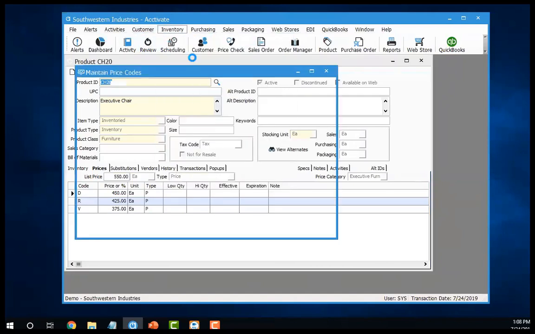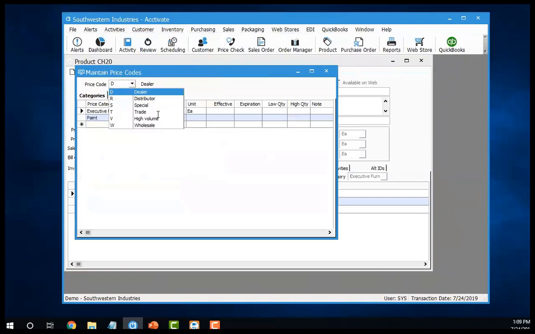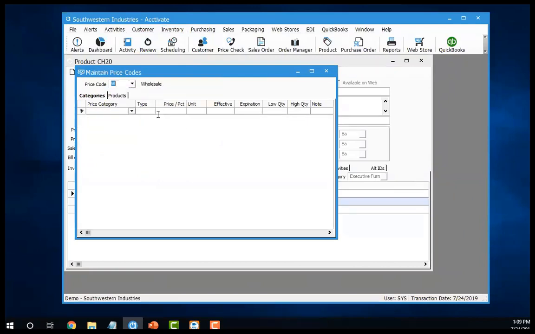In this price code maintenance window, I can go to my new price code. On this categories tab, I can select executive furniture. We'll say it's just price, and we'll set the price to be $400 a unit. And this establishes the relationship between our W price code and any product that uses executive furniture as their price category.